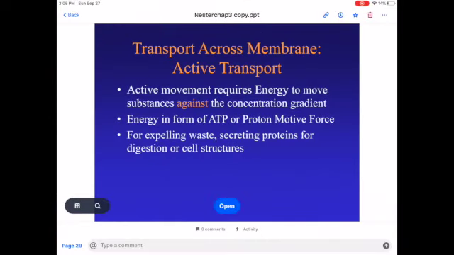Okay, so yeah, it's for expelling waste, secreting proteins, things like that. Because sometimes you just got to do active transport, and sometimes you just got to spend a little energy.